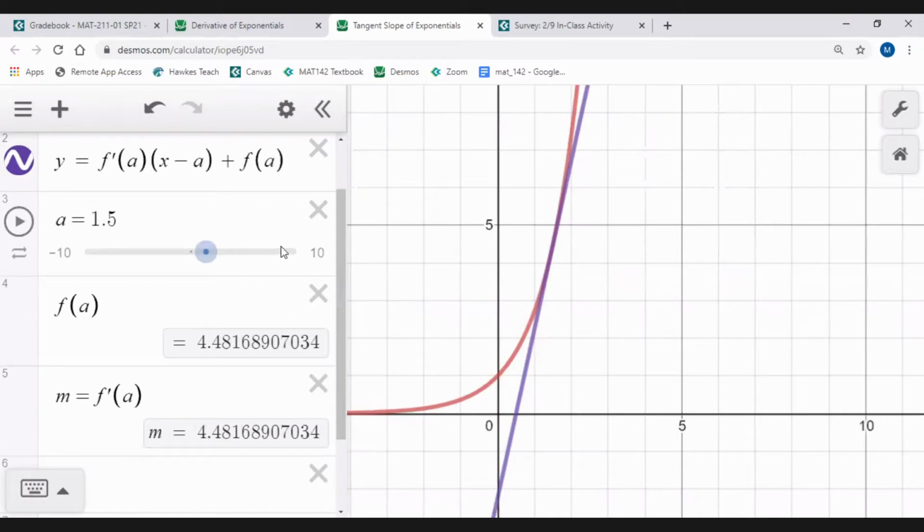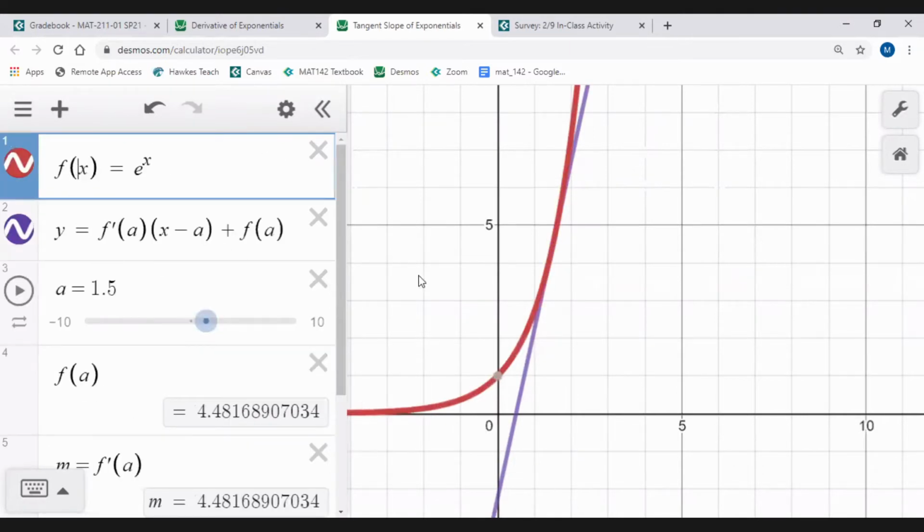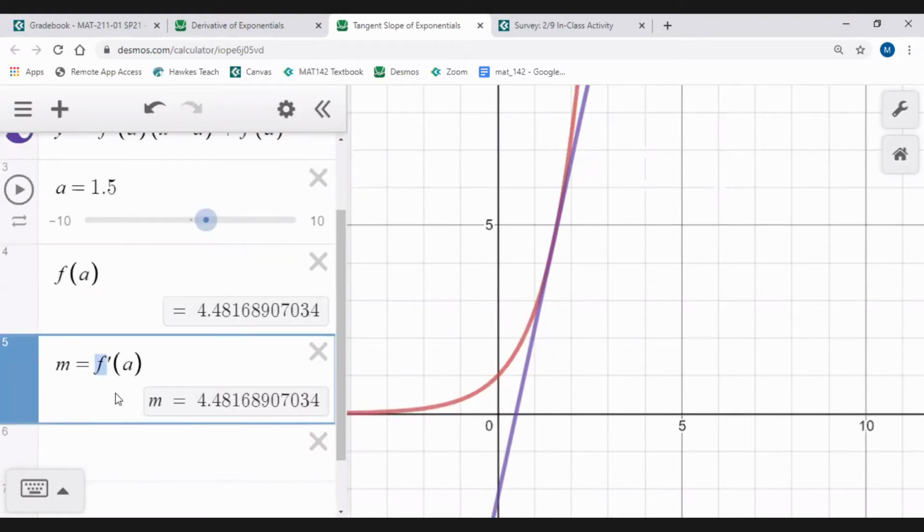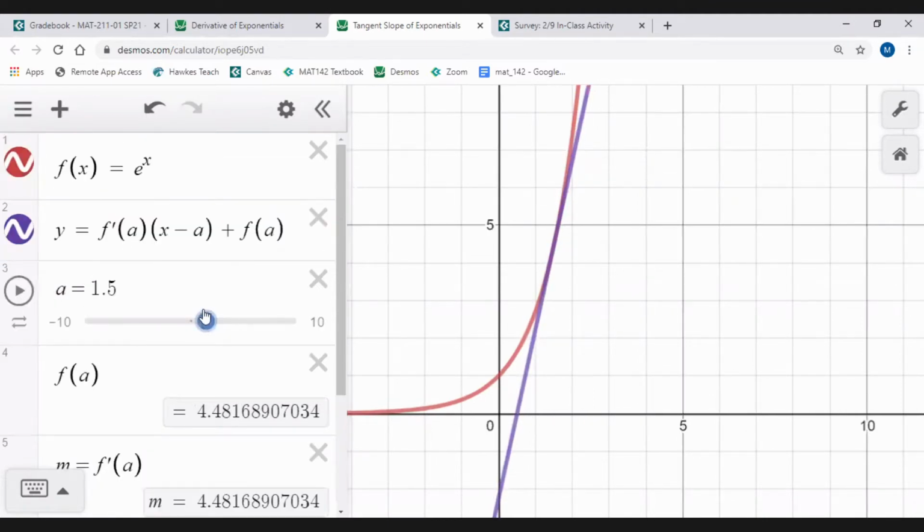So that's saying that no matter where we are on this f of x equals e to the x function, our exponential function where our base is e, no matter where we are on that function, the value of the function f of a is equal to the slope at that point. So if we take any x value and plug it into the function, it will be exactly the same as the slope right at that point.